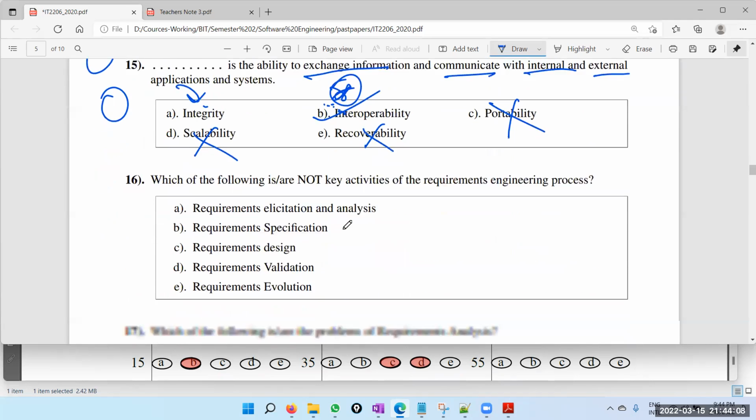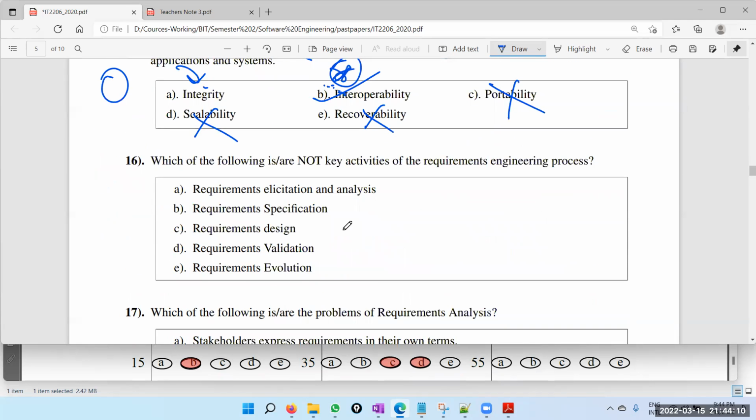16. Which of the following are not key activities of the requirement engineering process? That should be easy. Requirement elicitation and analysis. So in analysis, we break it down, look at the big picture, and see how things are interrelated: generalization, specialization.